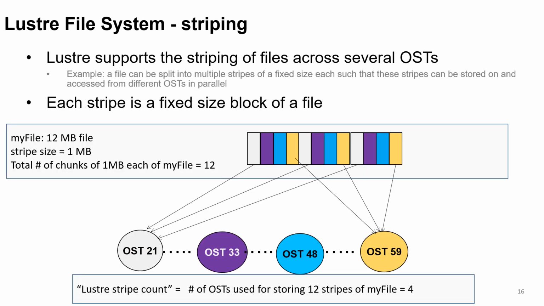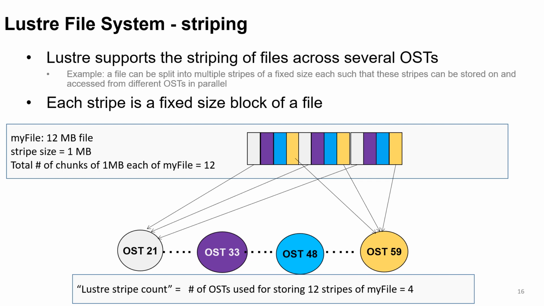Lustre supports the striping of the files or chunking of the files across several object storage targets. A file can be split into multiple chunks or blocks of a fixed size such that each of these chunks can be stored on and accessed from different object storage targets in parallel. Doing so increases the available bandwidth for I/O and provides the flexibility to overcome the storage limits that may be associated with any single OST. Typically, a RAID 0 type of layout is adopted for a striped file, wherein a file is striped or stored across multiple OSTs in a round-robin manner.